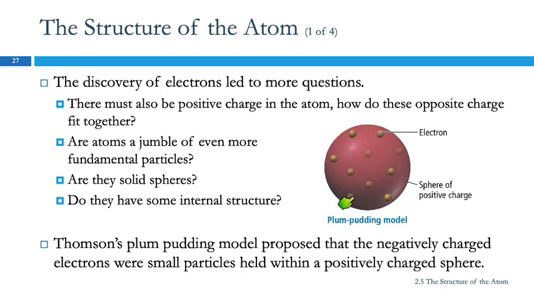And in this model, there was this sphere of positive charge, so that would be like the muffin part, and the negative electrons were just kind of in it, sort of randomly, and those would be the blueberries. So that was the idea. You have to start somewhere.